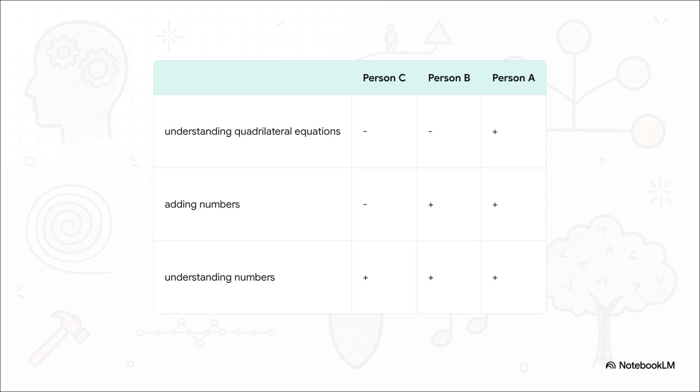But check this out. Watch what happens. All we're going to do is reorder the people and the skills. We're not changing any of the yes or no answers. And boom, a perfect stair-step pattern just pops out. It shows us that there was a hidden logic in the data the whole time.